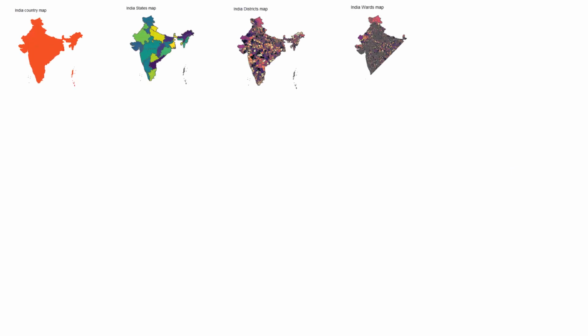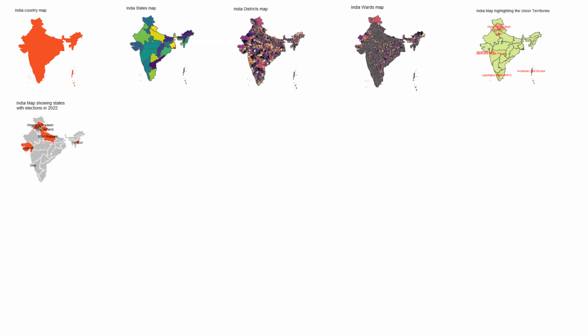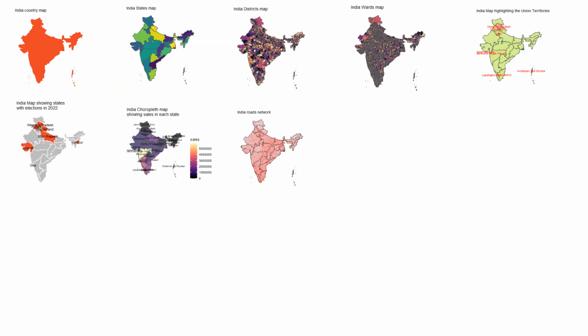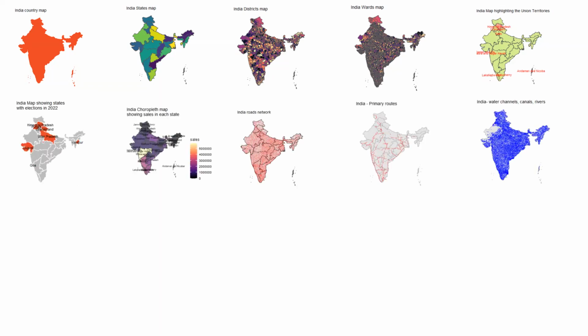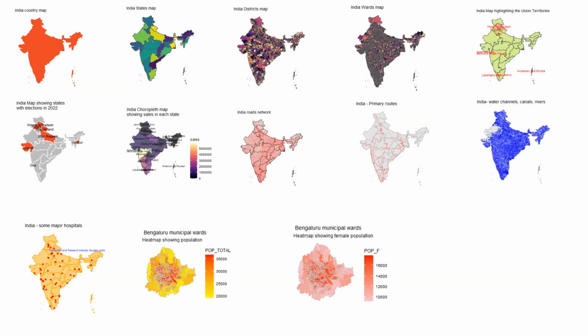In this video, we have learned to use the shapefiles and plotted different administrative zones, like states, districts and municipal wards of India. Other geographical features like roads and water canals. Then we learned to download the location of major hospitals from the web and plotted them on the map. Then we produced the heat maps of Bangalore city and showed the population in each ward.